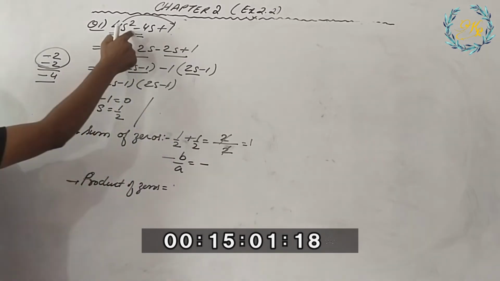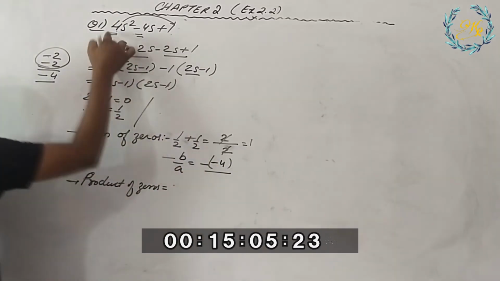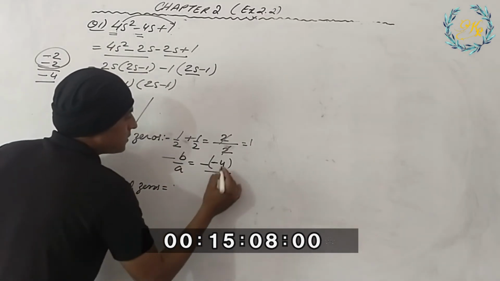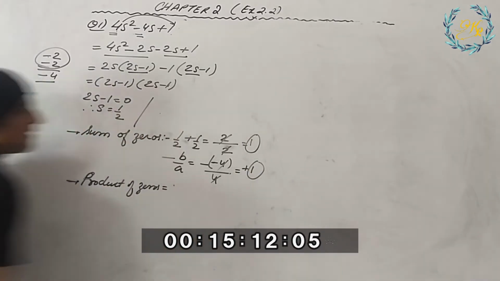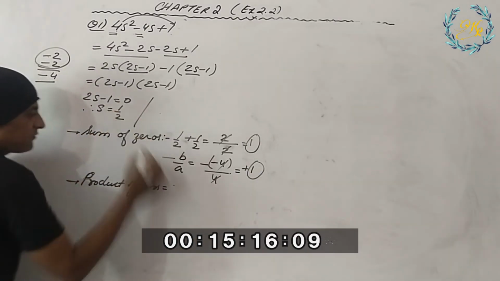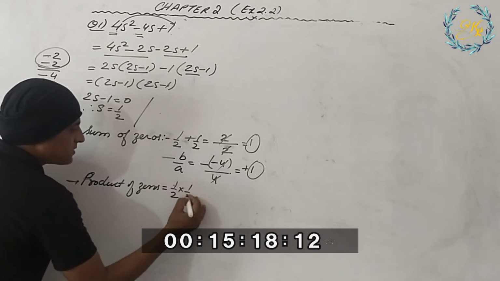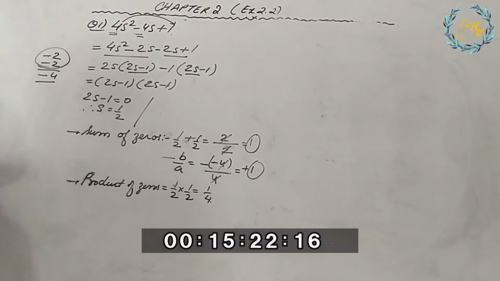Minus. What is the value of b here? Minus 4. Value of a here, 4. So you cancel both and you get the answer as plus 1. See, the answers are the same. When you go for product of zeros, the first value of zero is 1 by 2, second 1 by 2, so you get 1 by 4 as the answer.